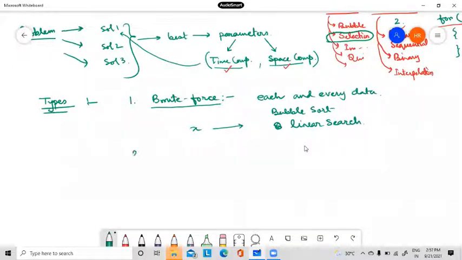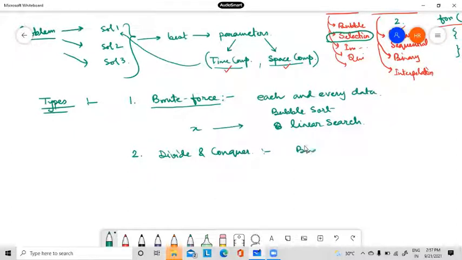Now, there is an alternative to this brute force algorithm where, instead of comparing with each and every element, we will skip some elements. That algorithm is called divide and conquer. Divide and conquer algorithm. And what is a simple example of this divide and conquer?